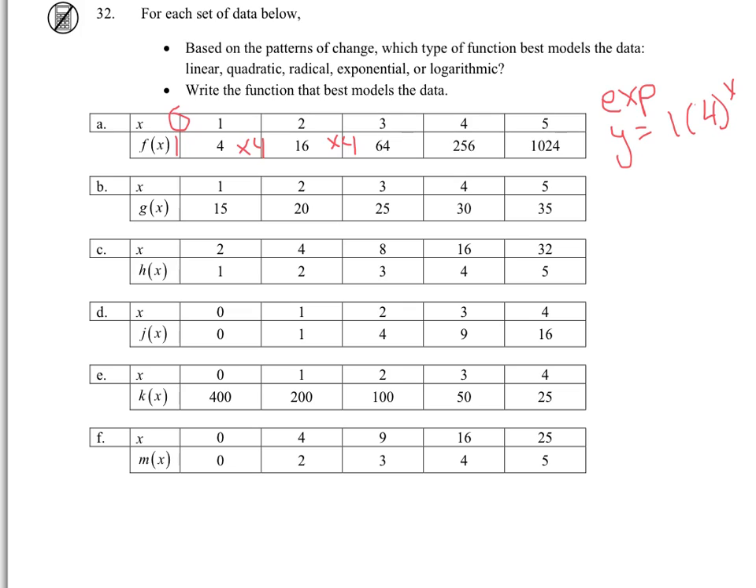In B, we're adding 5 each time, which makes it linear. That adding 5 is the slope because it's the change in y over the change in x, which is just 1 each time. And then going backwards to get the y-intercept at 0, we would subtract 5 and we get 10.